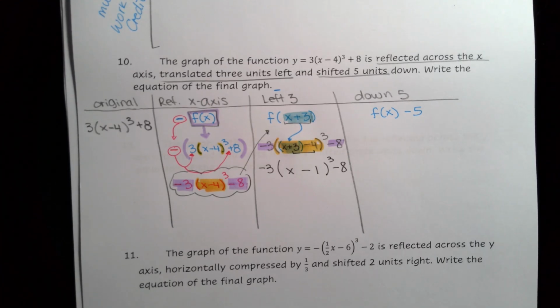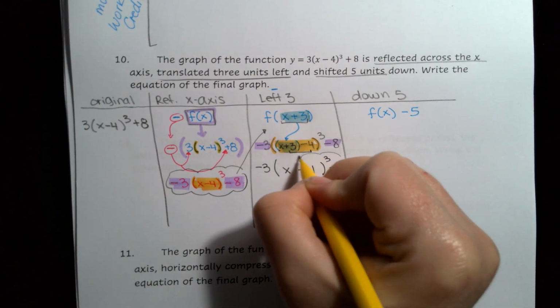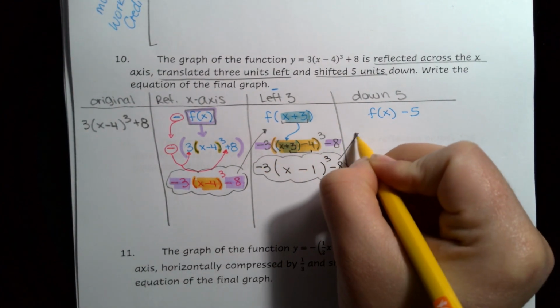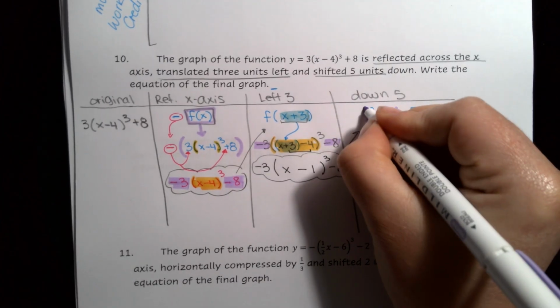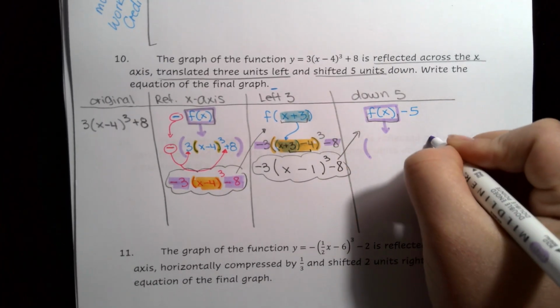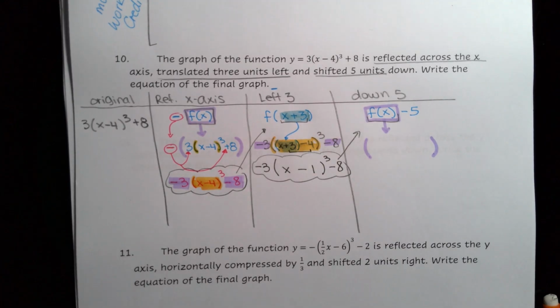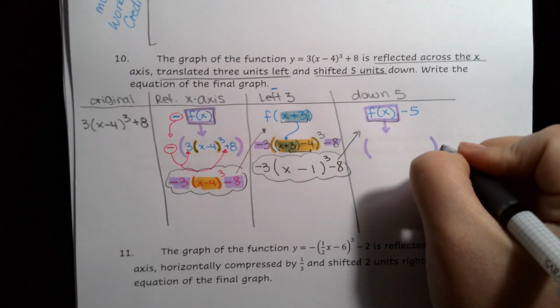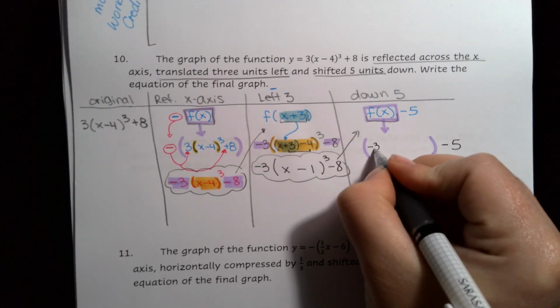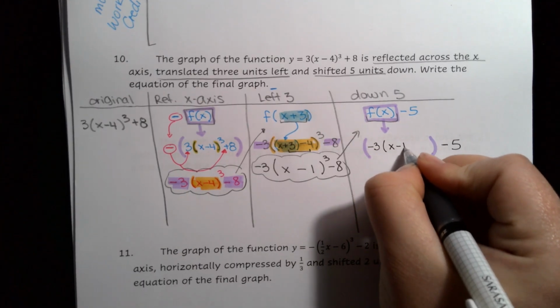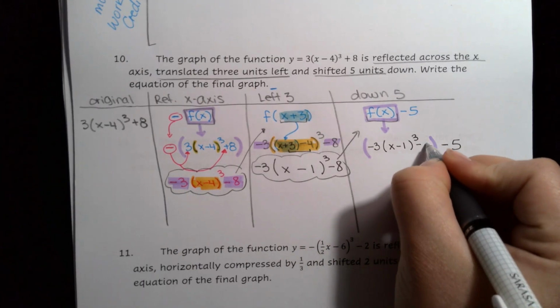Okay, put that in a thinking bubble. And now we're going back here. Again, I have my function. That's my function. And behind that function, I have a negative 5. So since my translation is happening outside of my function notation, that means I'm going to be writing negative 3, open, x minus 1, close it, cube it, minus 8.